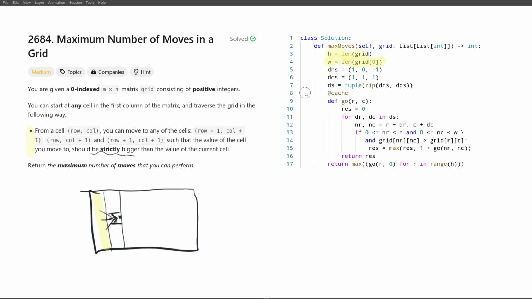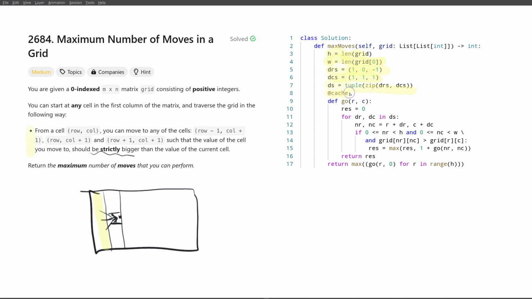The only part that encodes the available moves is this part, where we always move to the next column, and the row can stay the same, or increase or decrease by 1. So this is also standard boilerplate. Typically we have 4 directions in grid problems. This situation here asks us for those 3 specific directions.